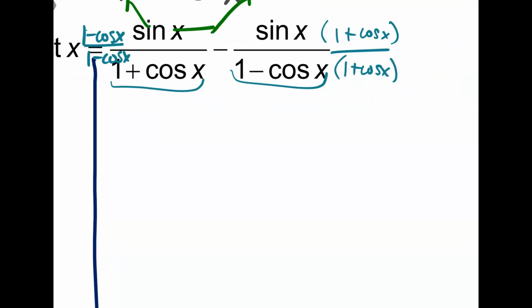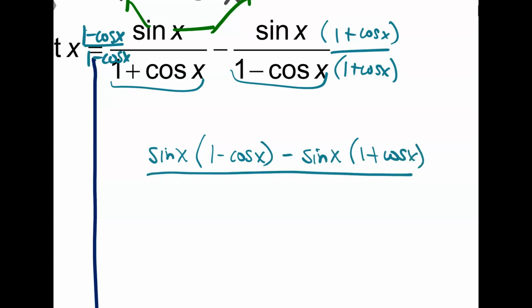So the first thing I'm going to do is I'm just literally going to rewrite it. So sine x times 1 minus cosine x, minus sine x times 1 plus cosine x. And the bottom is just going to be 1 minus cosine x times 1 plus cosine x. Okay, so I just rewrote it, so that instead of having 2 fractions subtracting, I have a common denominator and combine them into one single fraction.